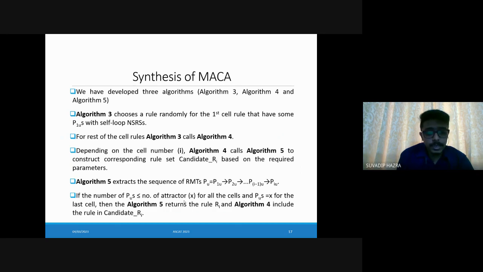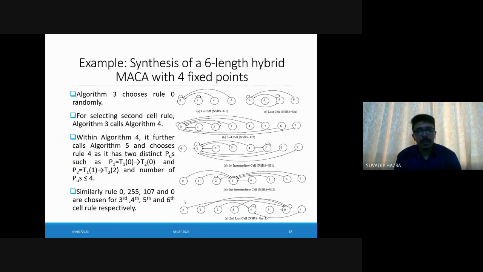And for the last cell, if the number of unique sequences is exactly equal to X, it will return that rule, or include it in the candidate set. And from the candidate set, it can choose any rule for the next cell. So this is one example.